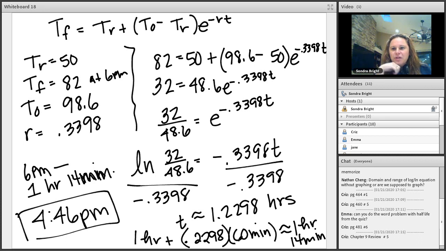Domain and range of a log equation without graphing, are we supposed to graph? I find it easiest to graph it to figure it out, Nathan, by looking at the graph. And if you're talking about a log function, your domain is always going to be greater than the asymptote, right? And then your range will be all real numbers.